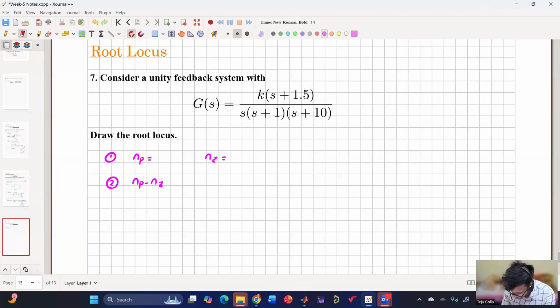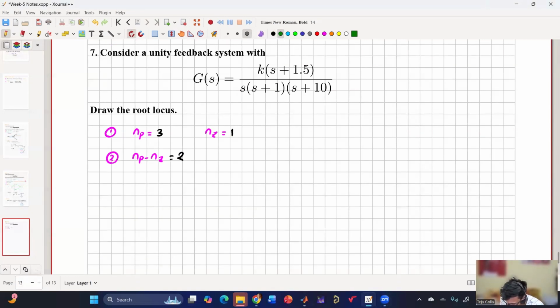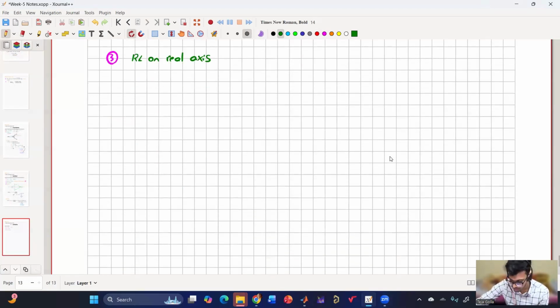So he says 3 and 1. Very good. So there are 3 poles, 1 zero, and NP minus NZ is 2, which means some of them are going towards infinity. So now we have to calculate the asymptotes as well as the centroid point. But before that, for point number 3, let us see the root locus on the real axis. So let us quickly draw this.